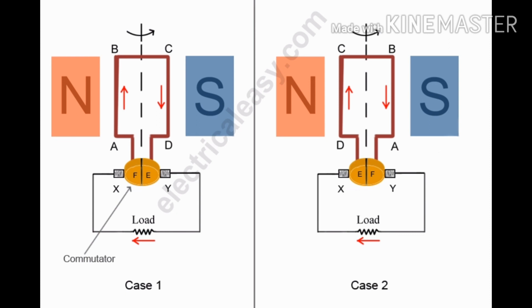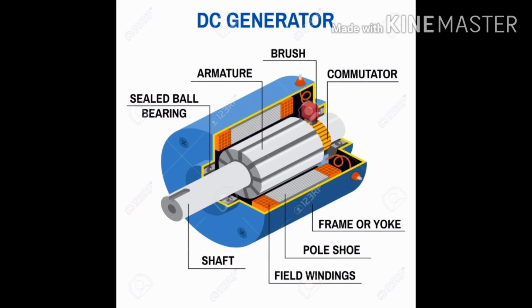If we want to make a DC generator, then a split ring is used instead of the slip rings. Hence, the current flows only in one direction in the external circuit, and that is why such a generator is called a DC generator.